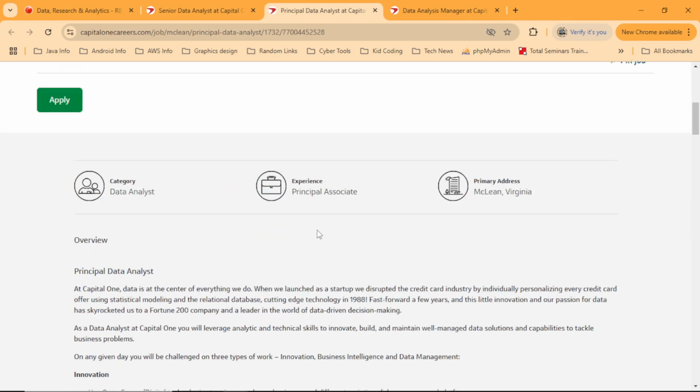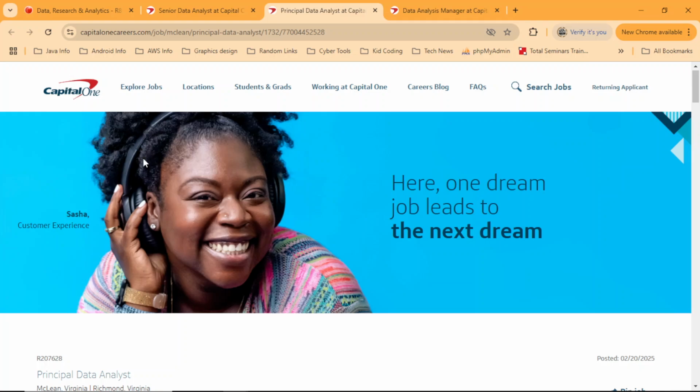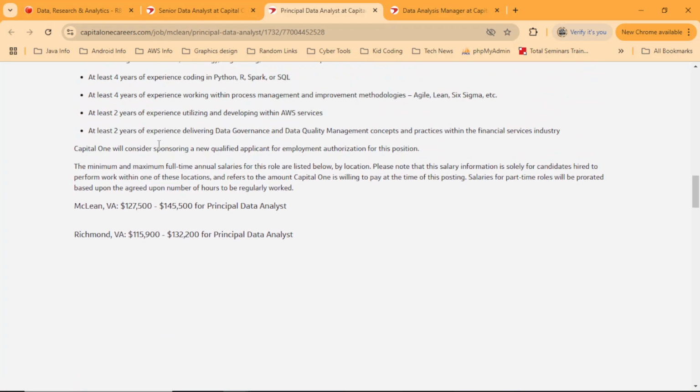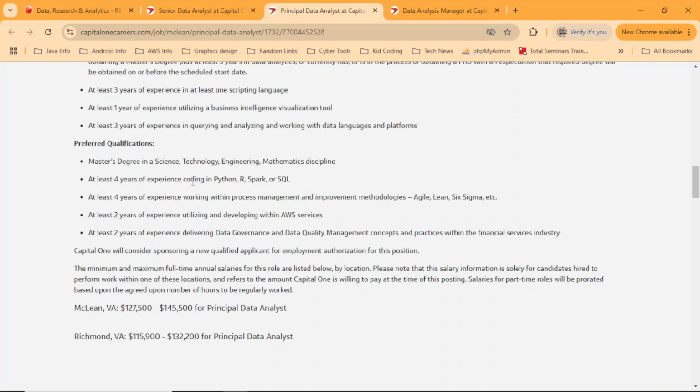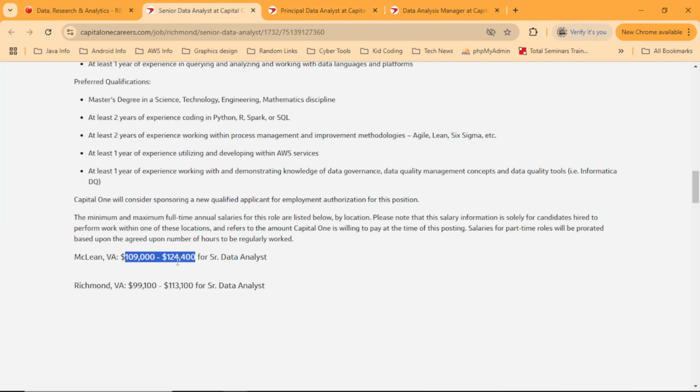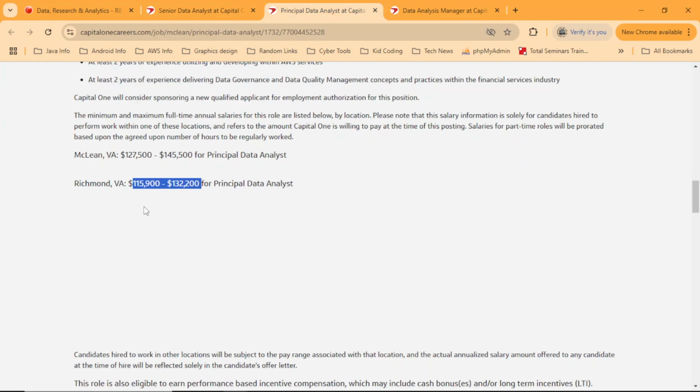So this Capital One company, yep, this is Capital One. I'll say their pay is on par, pretty decent. If you can get closer to 145, that would be nice. But yeah, this looks good to me as far as the pay range, and again they're asking for the same thing but just more years of experience. And if you look here, 115 to 132. So this is a little bit higher than what the senior position was asking for.